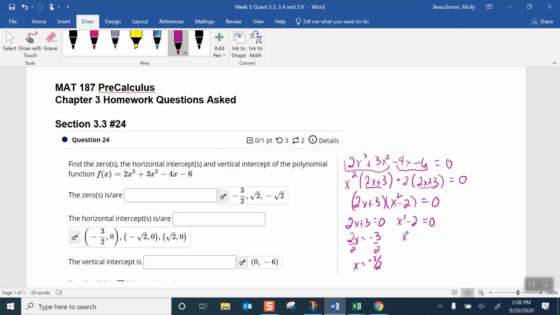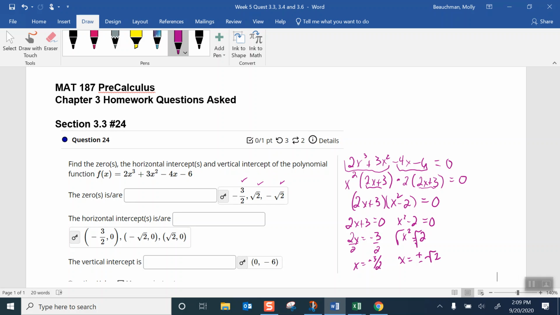Now we solve x squared minus 2 by adding 2 to each side. Then we take the square root of each side. We get x is equal to plus or minus the square root of 2. So our zeros are negative 3 halves, square root of 2, and negative square root of 2.